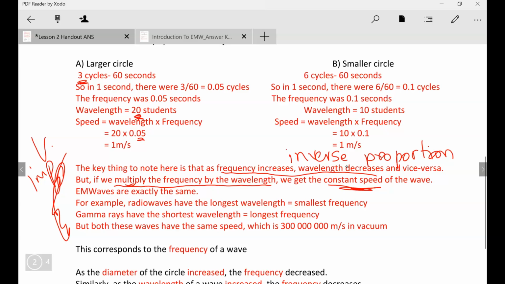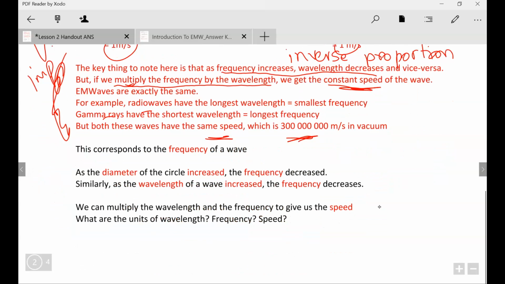As our wavelength went down, as our circle got smaller to 10 was our wavelength, our frequency got bigger from 0.05 to 0.1. But when you multiplied them, they still gave you the same answer, 1 meter per second of speed, right? So, for example, radio waves have the longest wavelength and smallest frequency. Gamma rays have the shortest wavelength and highest frequency. But both radio waves and gamma rays have the same speed, which is the speed of an EM wave in vacuum, 300 million meters per second.